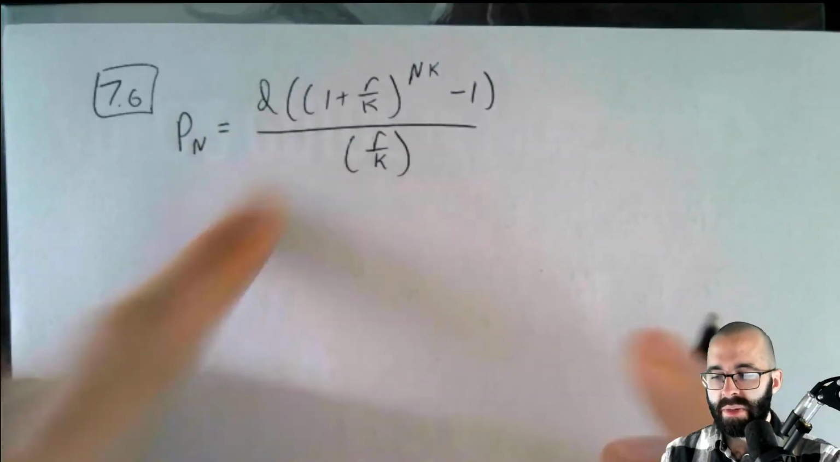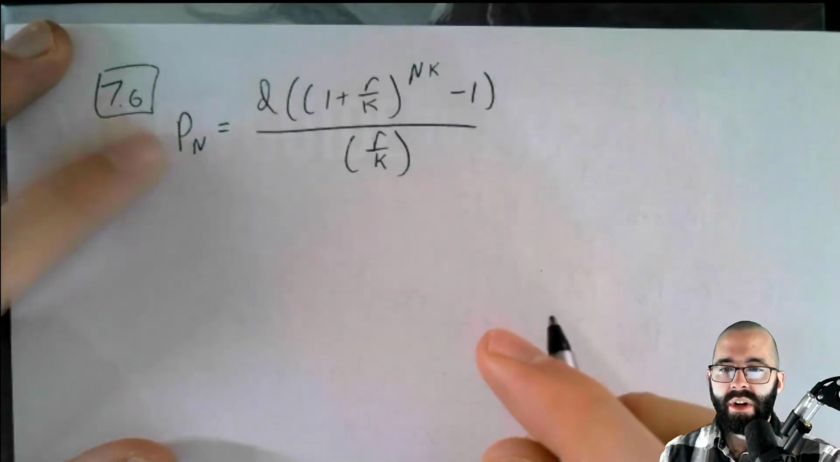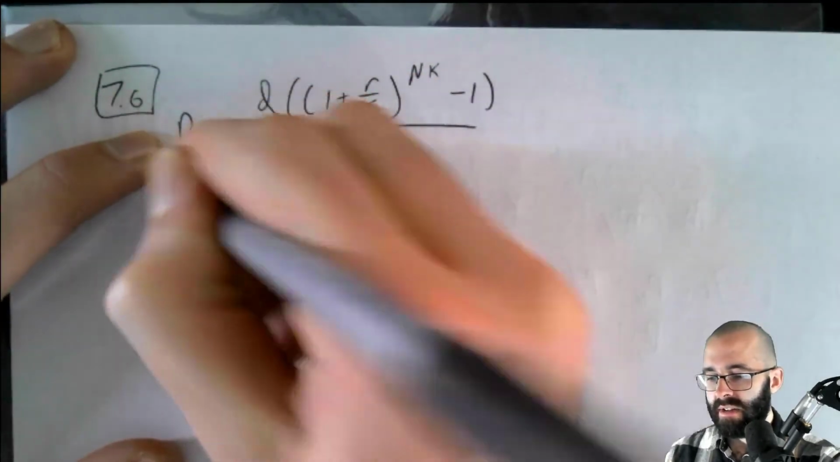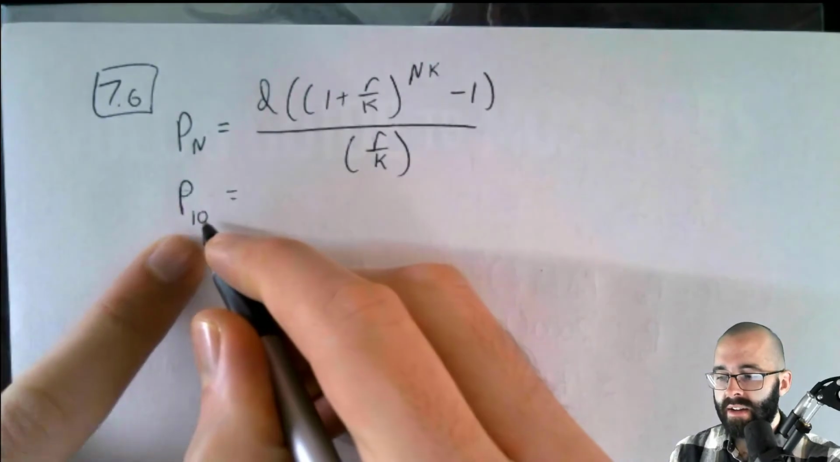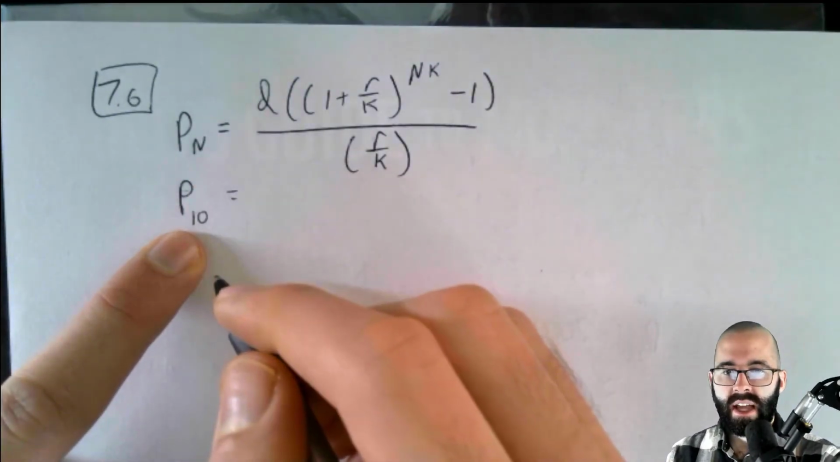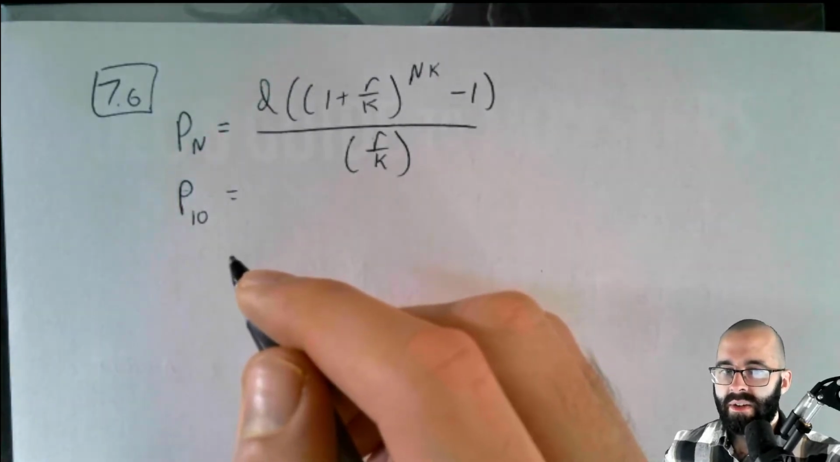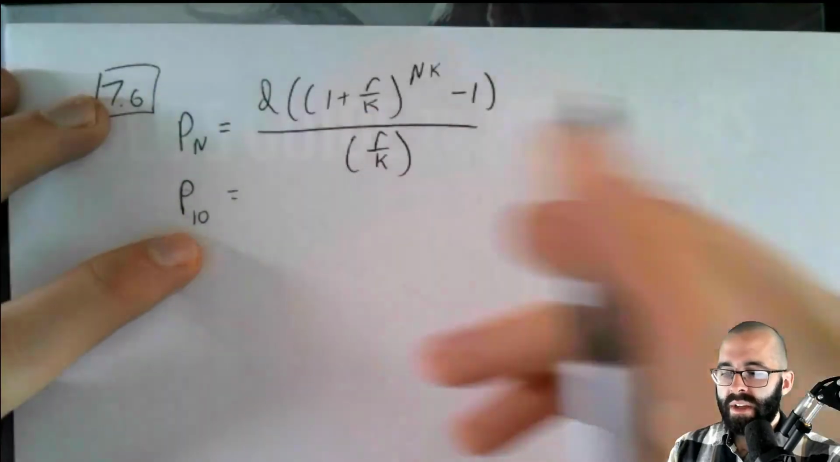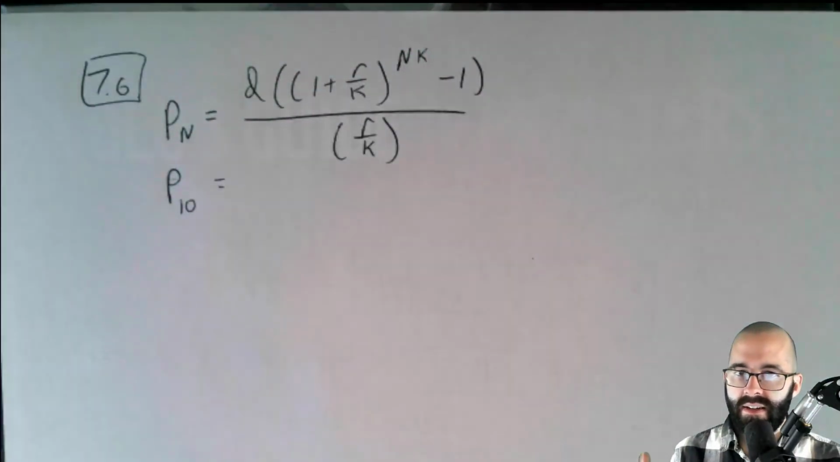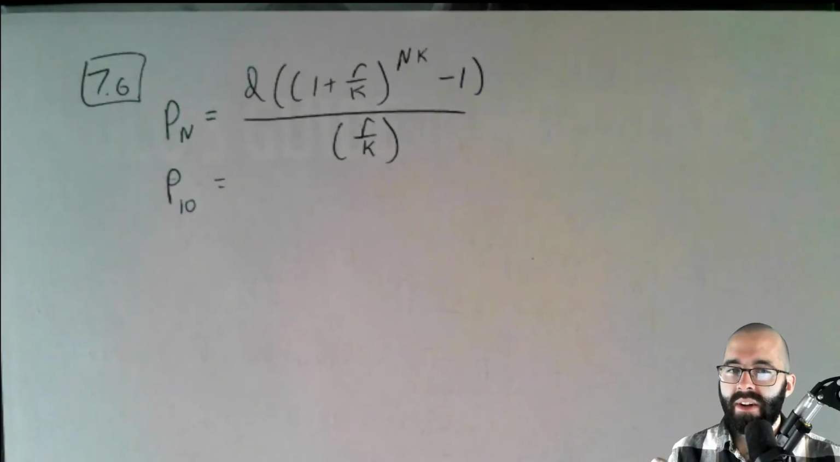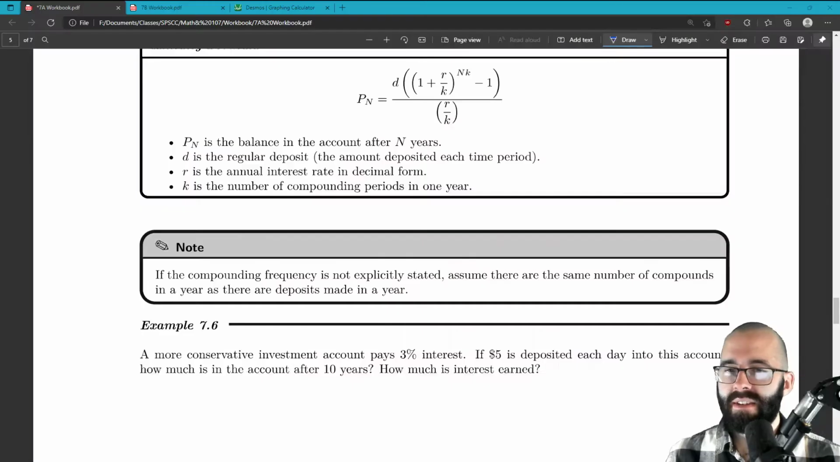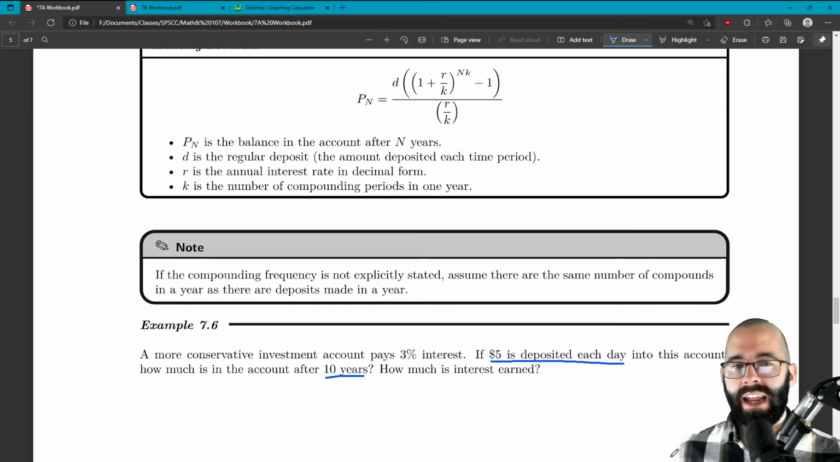And now we need to start filling in the blanks. We want to know how much is in the account after 10 years. That's going to be our P sub n, or P sub 10, because n is 10 years. But we have a bit of a problem here. We have a bit of a problem because n has to be in the same unit of time as everything else. 10 years is not the same unit of time here. $5 every day. So we're going to want to convert this.